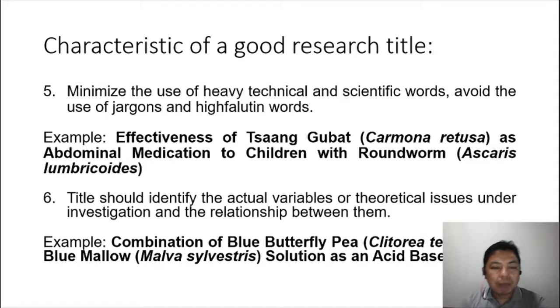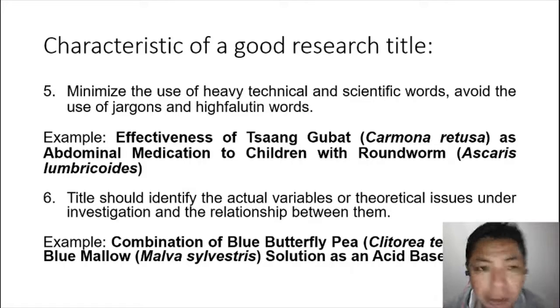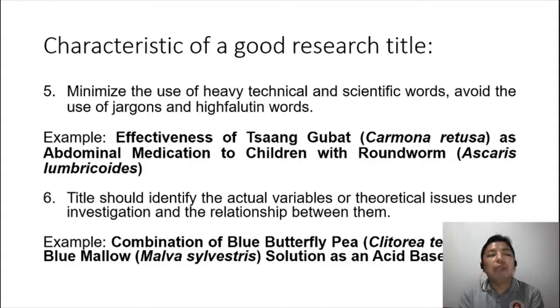Now, the fifth characteristic is minimize the use of heavy technical and scientific words. Avoid the use of jargons and highfalutin words. Now, to make your title easier to understand, you should minimize or avoid completely the use of heavy technical and scientific words. Okay? For example, doon sa binigay natin ritong example sa characteristics number 5, effectiveness of tsaang gubat.